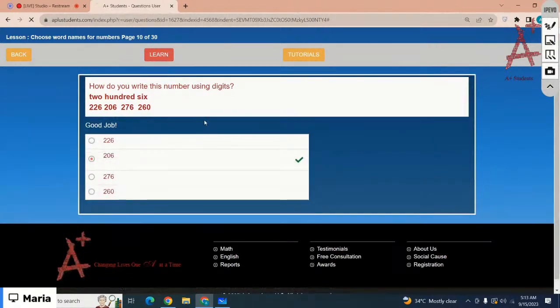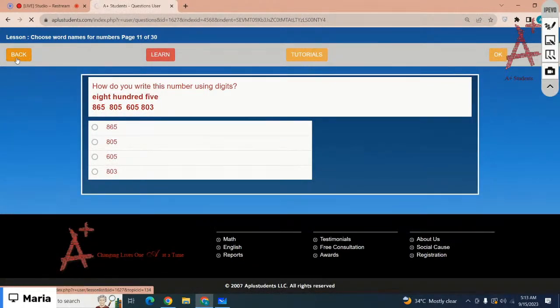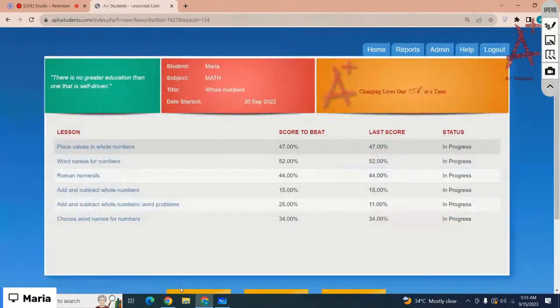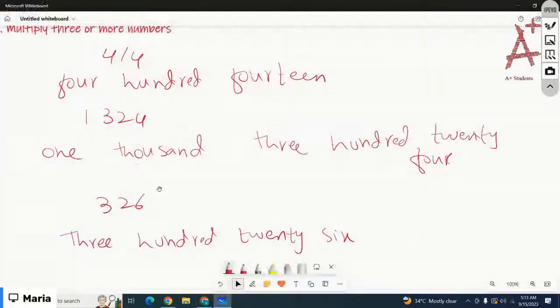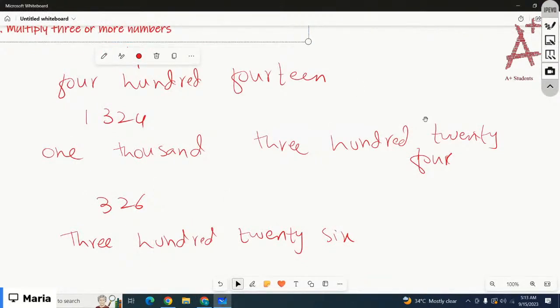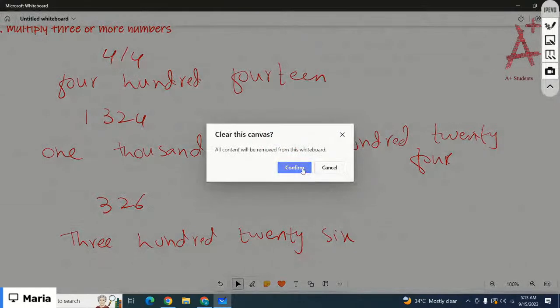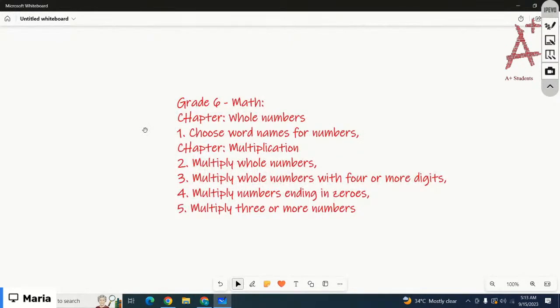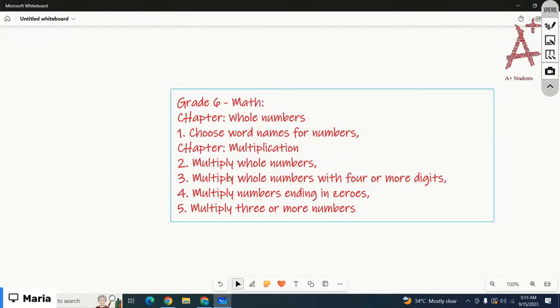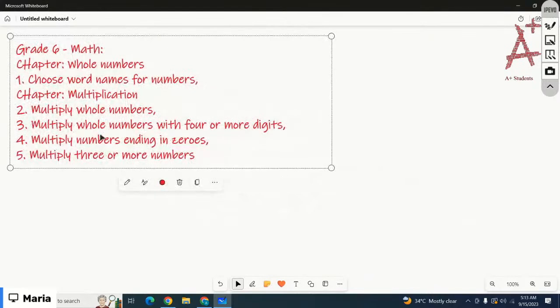Okay, we are done with the lesson. And also, we are done with the first chapter, that is whole numbers. Now, we're going to start the new chapter, that is multiplication, right? So, let's just start with the chapter multiplication, right? So, the first lesson is multiply whole numbers, right? So, let's see how do we multiply the whole numbers, right?